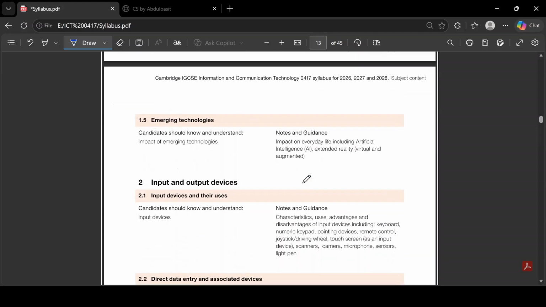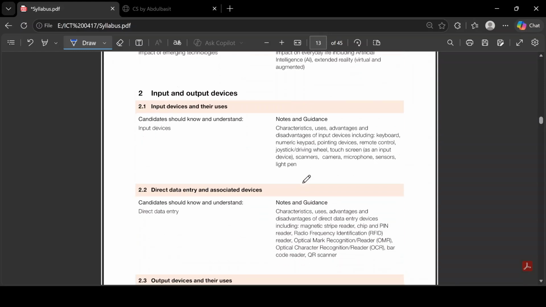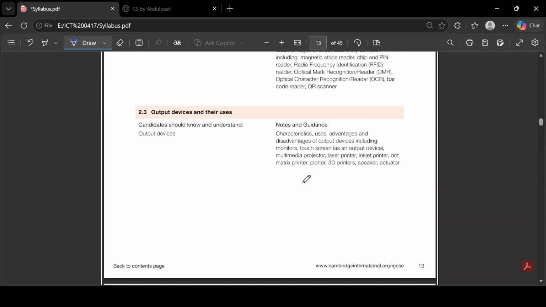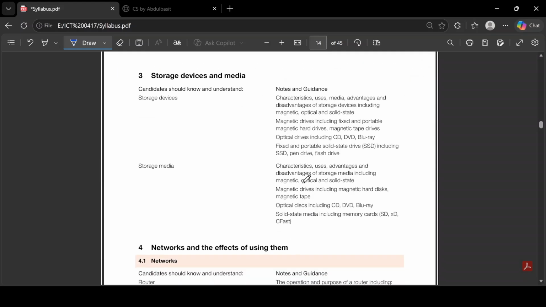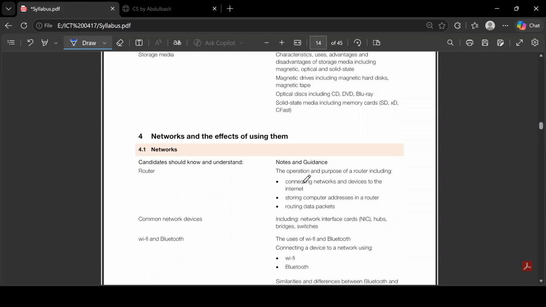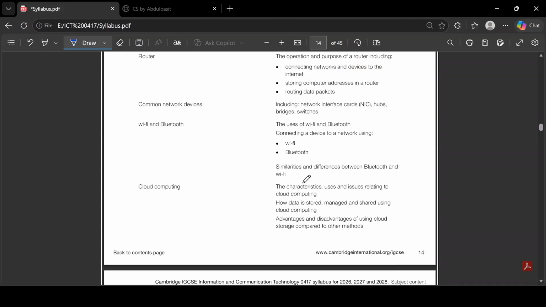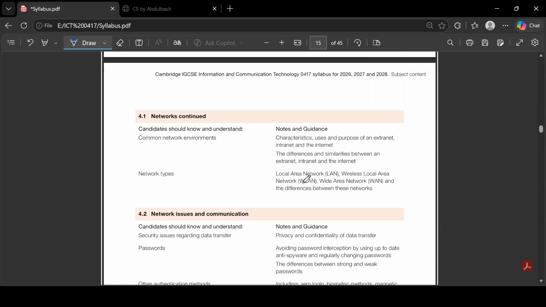Then chapter 2 consists of subtopics again. We have input devices, direct data entry and associated devices, output devices and their uses. For chapter 3, we don't have subtopics, but we have to cover storage devices and storage media. We can consider them as subtopics. For chapter 4, we have 4.1, in which we will cover Wi-Fi and Bluetooth, routers, common network devices, and cloud computing. Along with that, we will also cover network types.